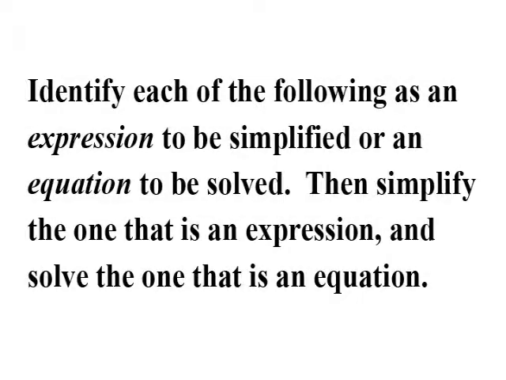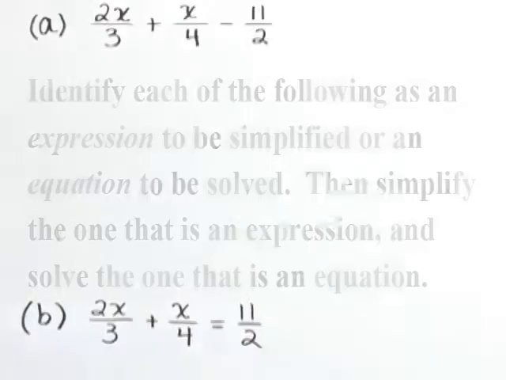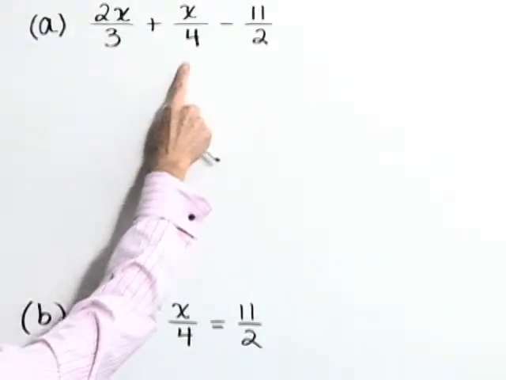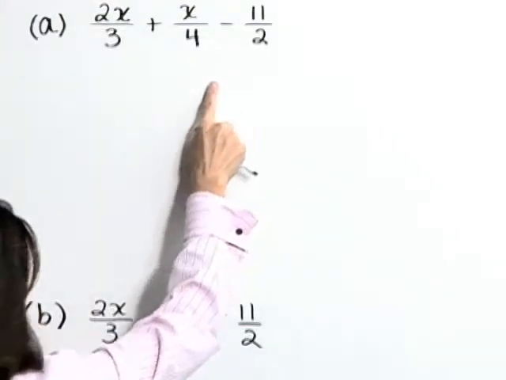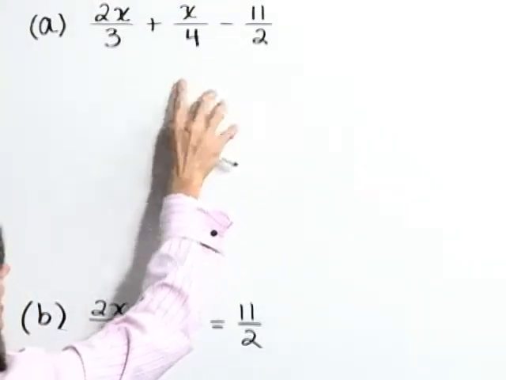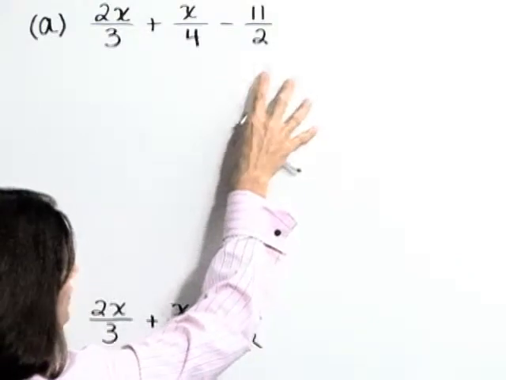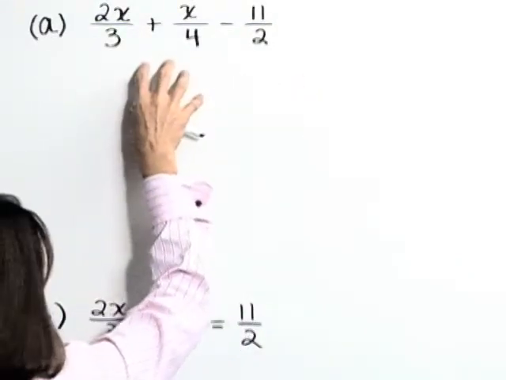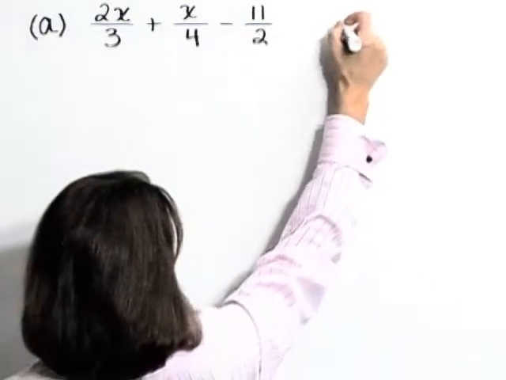Identify each of the following as an expression to be simplified or an equation to be solved. Then simplify the one that is an expression and solve the one that is an equation. In part A, we have 2x over 3 plus x over 4 minus 11 halves. Notice that there is no equal sign with something on both sides of it. This example in part A is an expression.